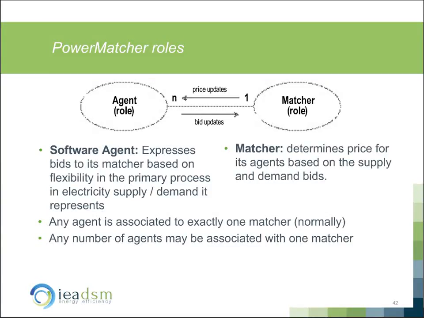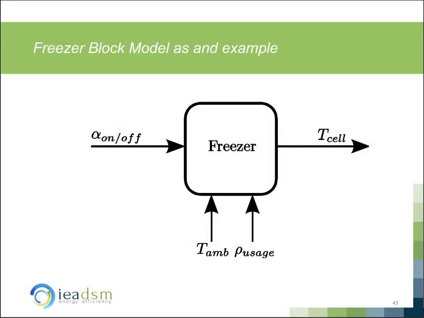And also the important thing is the root matcher in a Power Matcher hierarchy, and that's where the auctioneer is running. And the auctioneer does the matching between the total supply and demand in a way similar also to the test that Matthias explained earlier. So you have software agents communicating with a matcher. The agent produces bid updates and the matcher gives price updates. And depending on the price updates, the agent either continues generating or demanding electricity, or at a certain moment in time stops the supply or demand.